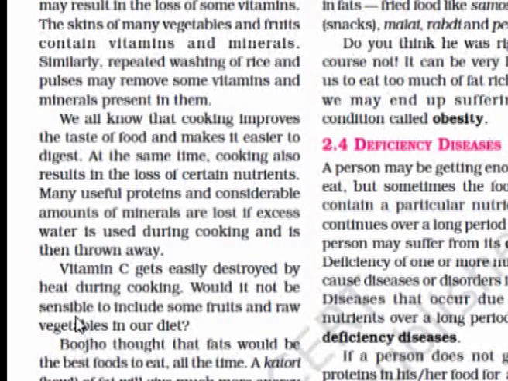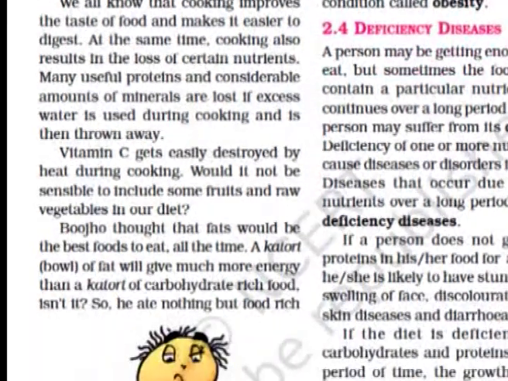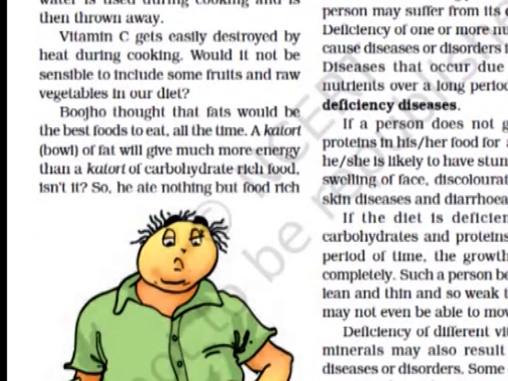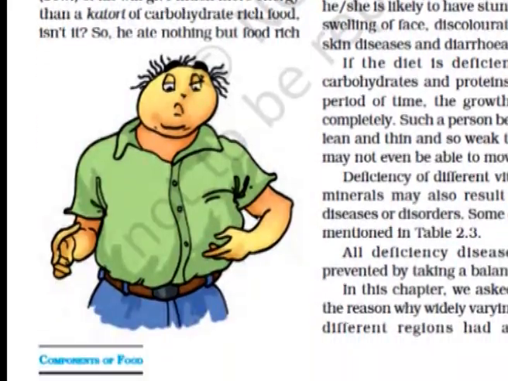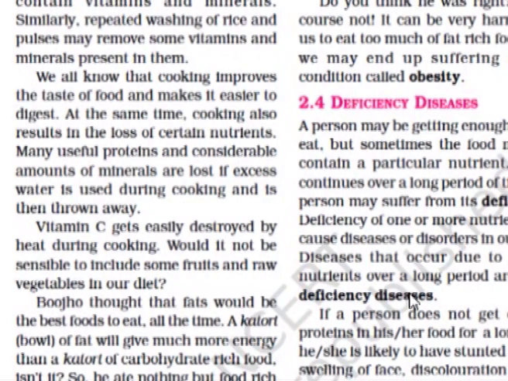Would it not be sensible to include some fruits and raw vegetables in our diet? Pujo thought that fats would be the best food to eat all the time. A katori of fat will give him much more energy than a katori of carbohydrate-rich food, isn't it? So he ate nothing but food rich in fats: fried foods like samosa, puri, snacks, malai, rabdi, peda, sweets. Do you think he was right?